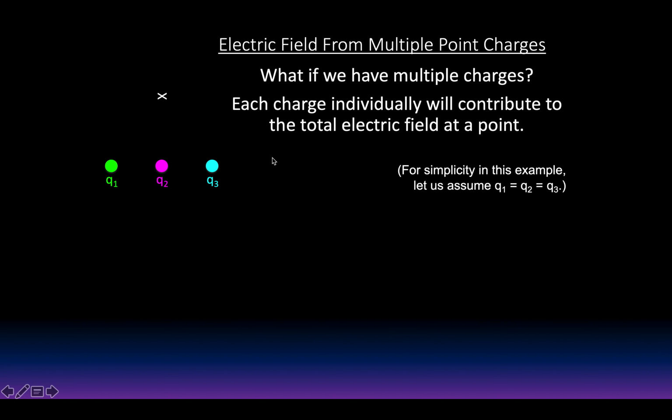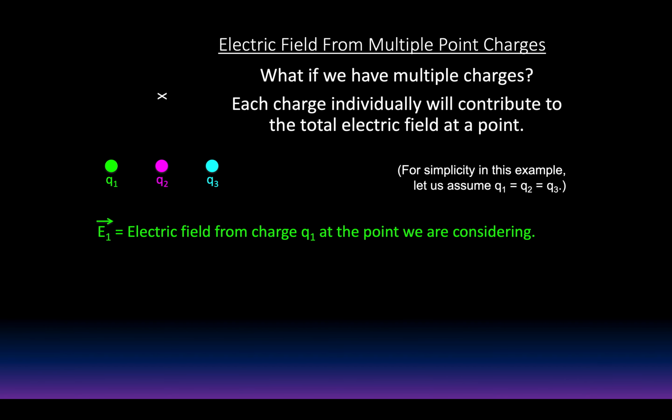Now, it is true, there will be an electric field over here and down here and down here to the right. However, we are not interested in the electric field at those other locations. We are only interested in the electric field at point X. So a useful way to think about this question is to imagine that charge 1 will create electric field E1. So E1 is the electric field from charge Q1.